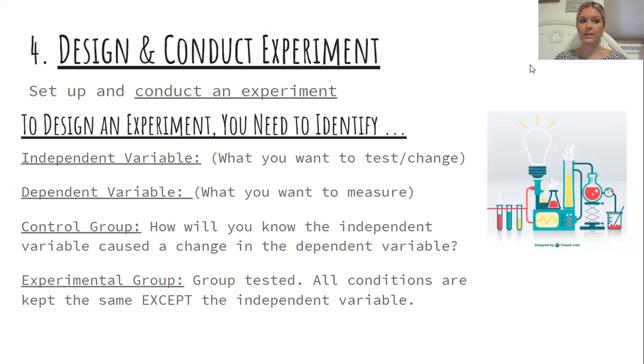First you need to identify independent variables. This is what you want to test or change in your experiment. Dependent variables are what you want to measure. Control group is how will you know the independent variable caused a change in the dependent variable. And then the experimental group tested, all conditions are kept the same except the independent variable. So remember, the independent variable is what you are going to change.